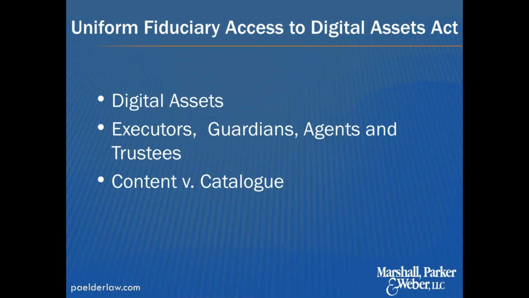There is an interesting distinction in the law between accessing content of a digital communication and a catalog of that communication. For example, you may have received an email from your credit card company each month regarding your balance due. The fact that you received such an email is part of the catalog that could be received by your agent under a power of attorney. The content is the text of the email.